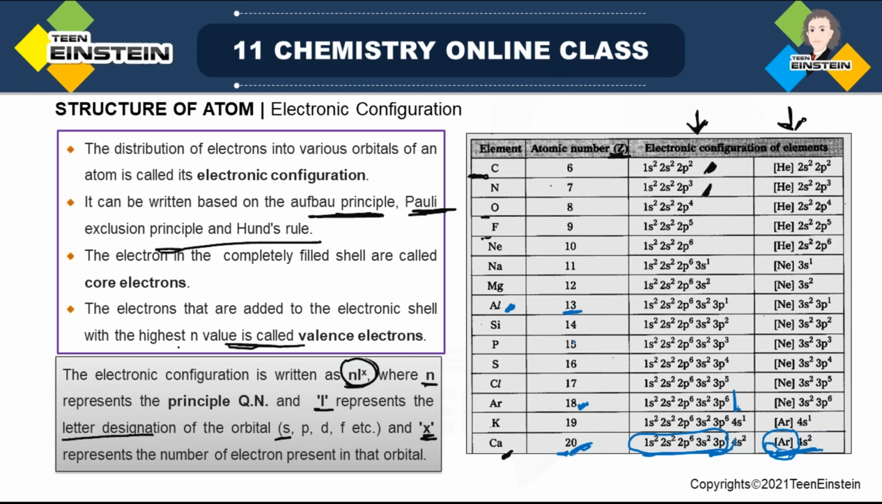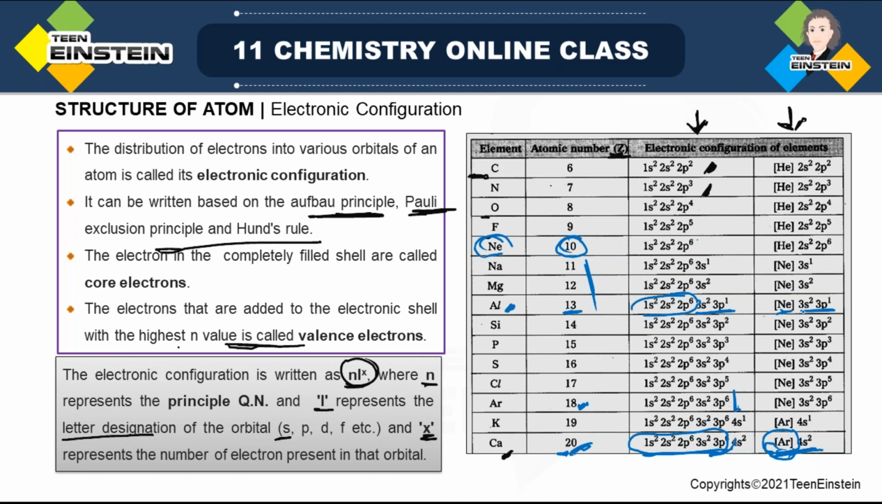What is the previous noble gas? This one, 10. That means after 10, 3 more electrons should be there. Now neon is up to 2p6. So that is why when it is aluminium, this part you can write as if it is neon configuration, and the other 3 electrons should be placed according to the Aufbau principle, because 3s comes after 2p6, and after 3s it should be 3p.